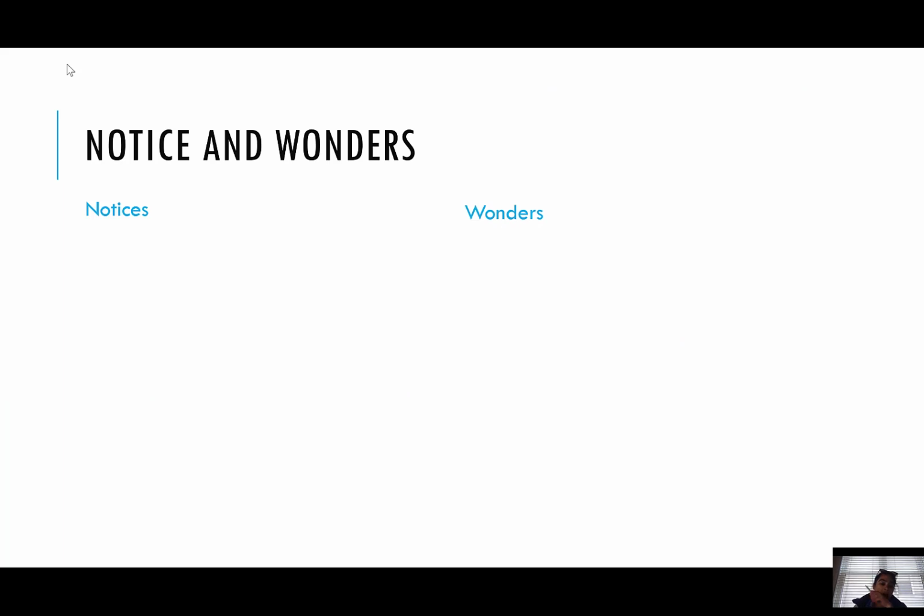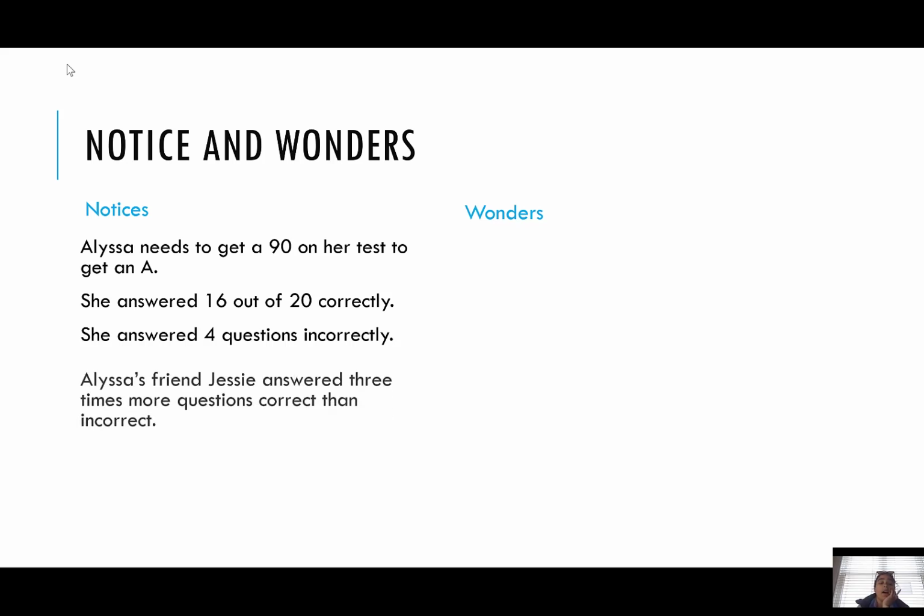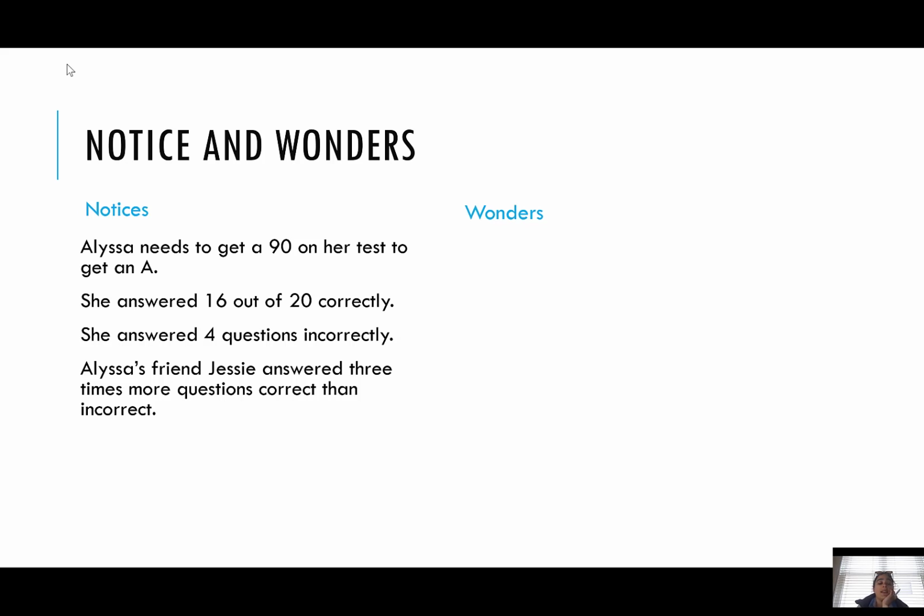Here are some things that I noticed and wondered about this problem. Let's start with notices. Alyssa needs to get a 90 on her test to get an A. She answered 16 out of 20 correctly. She answered 4 questions incorrectly. Alyssa's friend Jessie answered 3 times more questions correct than incorrect.